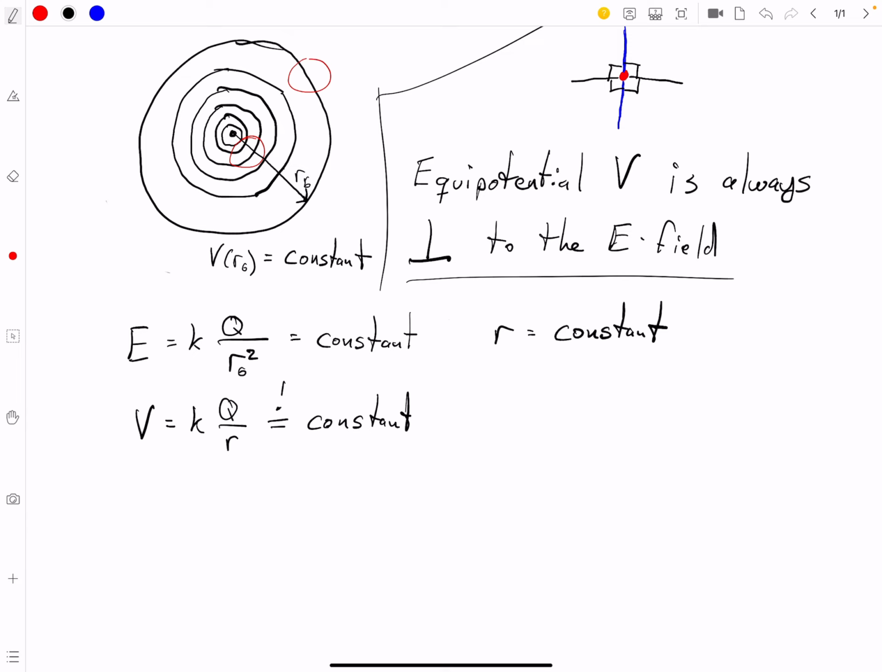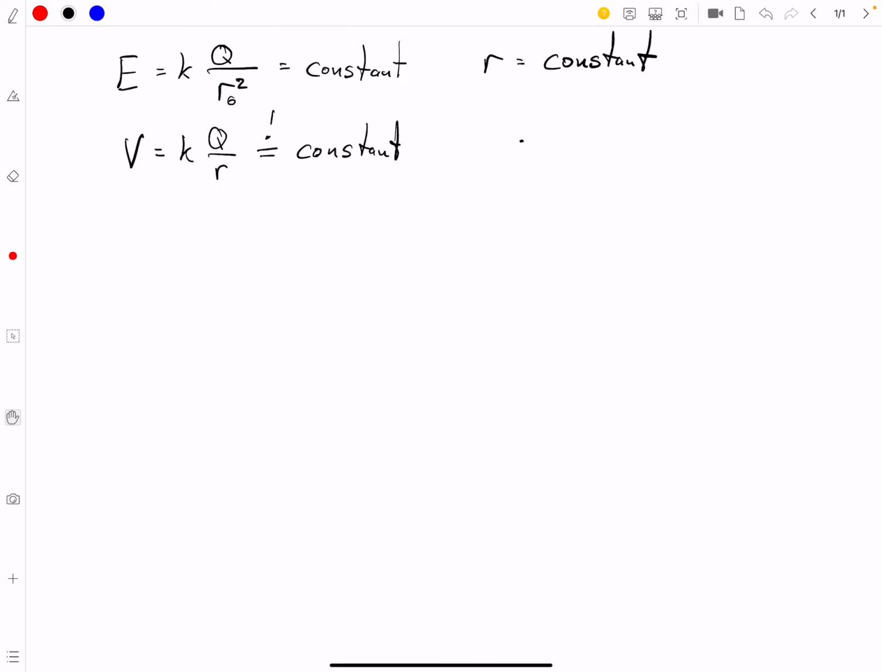As we get further and further away, say from R4 to R6, the voltage is going to decline. That's okay. We don't care about that. What we're talking about now is purely the equipotential. We don't care about anything other than what is being equipotential. We're not trying to find the differences at the moment.